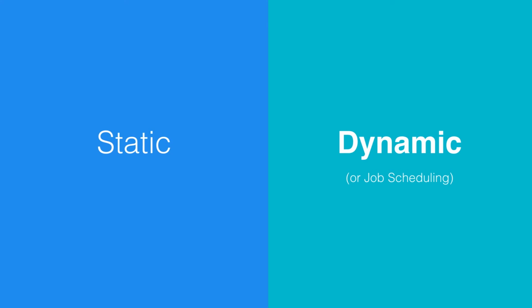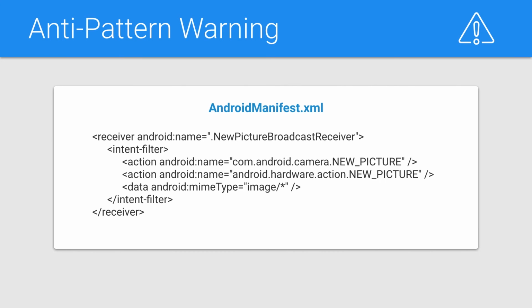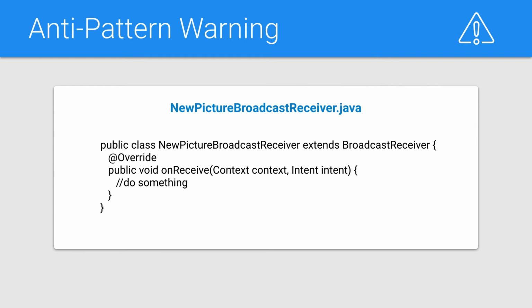Let's see why. If you look at how you statically define a broadcast receiver, it involves registering the receiver in the manifest, and using the XML intent filter tags. For example, this is how you'd statically define a broadcast receiver in the Android manifest, and this would trigger a broadcast receiver called NewPictureBroadcastReceiver anytime a new photo is taken. The corresponding NewPictureBroadcastReceiver class would look something like this.